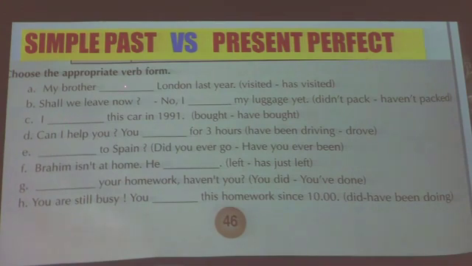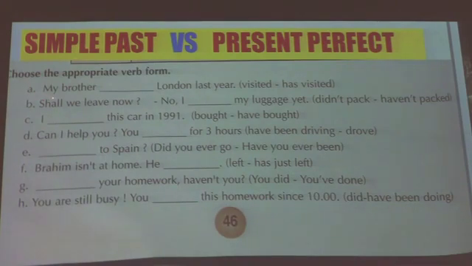Now here, in this exercise, we have some sentences. You are going to fill in the blanks with the appropriate form of the verbs which are between brackets. For each verb, you have two forms: either the simple past form or the present perfect form. I'm going to read the sentences for you, explain them, and then we're going to see the answers.